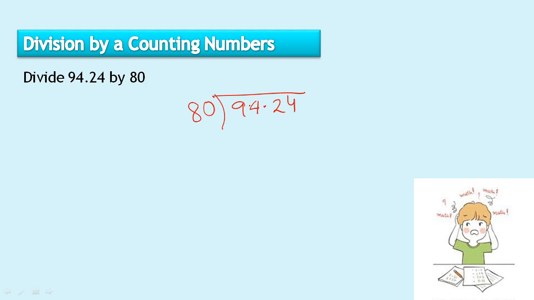Okay, 94 is a bigger number than 80, so definitely we can divide 94 by 80. 80 ones are 80, am I right? And 80 twos is 160. Does 94 lie between these, yes or no? It lies between 80 and 160, so it is better to give only one. So 80 ones are 80.